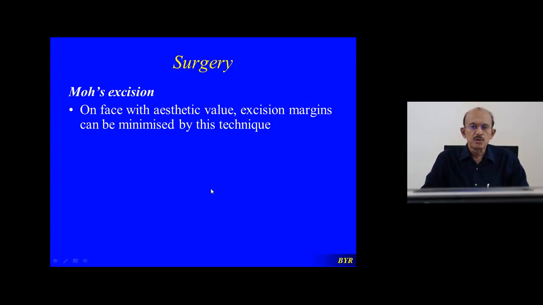So the person comes to you with a 1 centimeter lesion. If you are going to take about a 2 centimeter margin all around it, it will ultimately become a 5 centimeter defect. So a large skin flap has to be put there, and ultimately the patient is going to get a large scar on the face. To avoid that, if you can limit the margins of excision, then you can have a better cosmetic value. So this is done with the help of this particular procedure called Mohs excision.